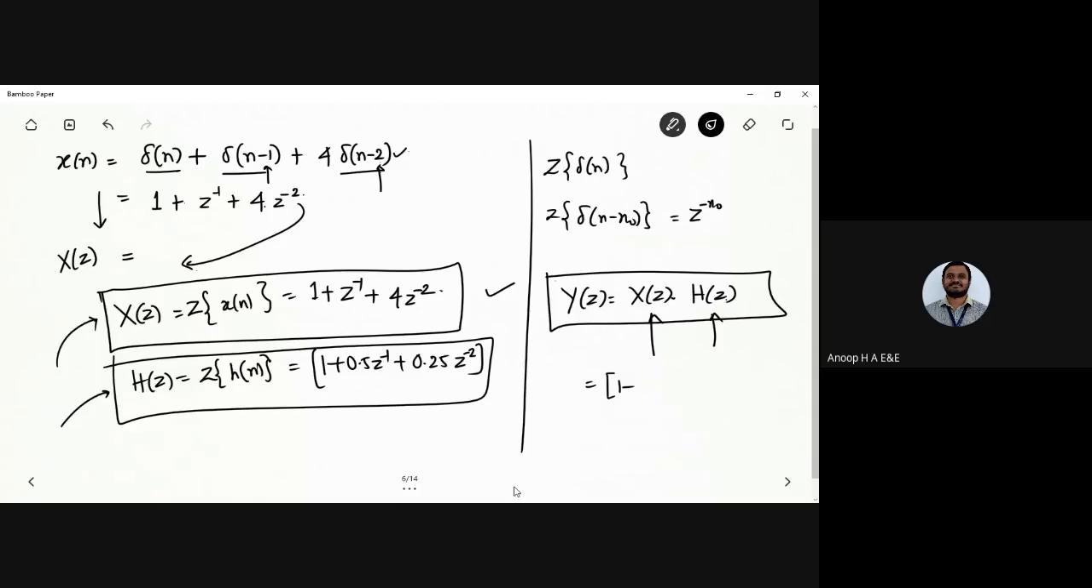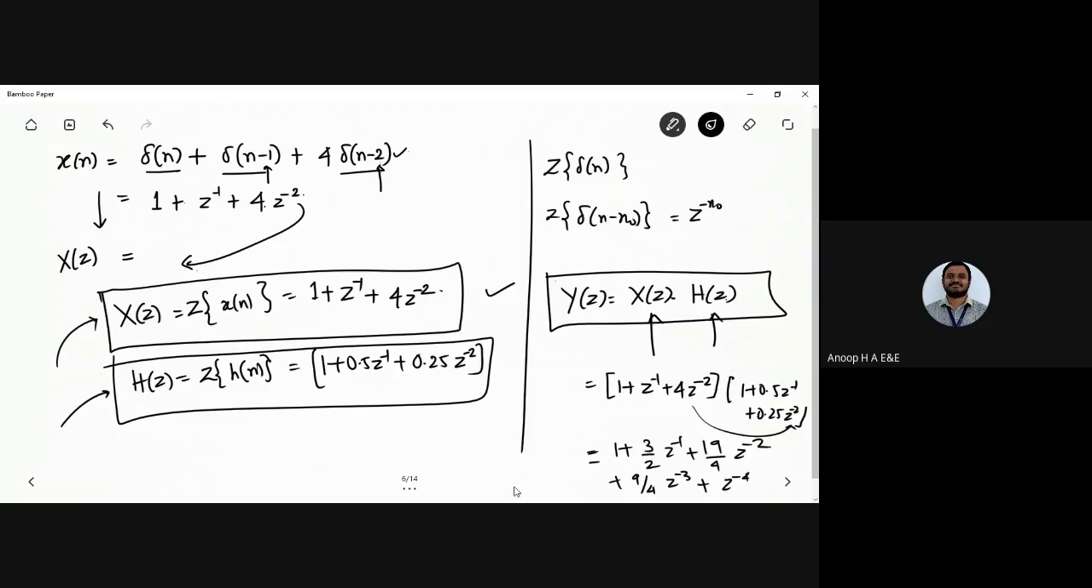So what do I do here? I just write it down and I will leave the multiplication part to you, where you will be able to solve it and get me the answers quite quickly. If you multiply these two sequences, what you will get at the end is 1 plus 3 by 2 z inverse plus 19 by 4 z power minus 2, plus 9 by 4 z power minus 3, plus z power minus 4.